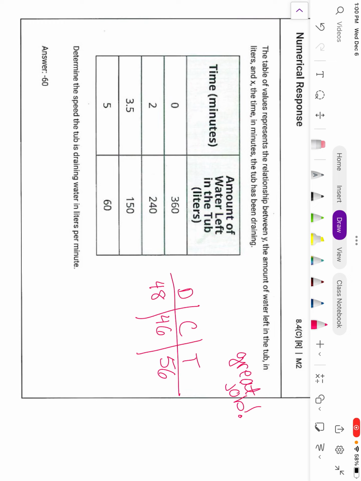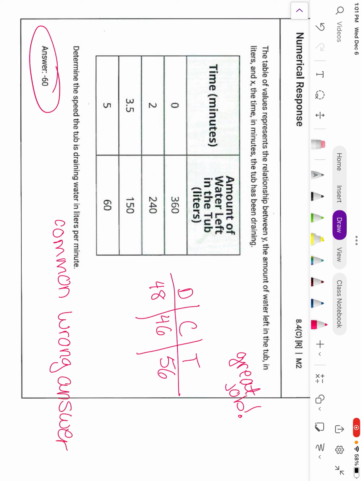But I'd like to be a little bit higher than 56 if at all possible. So I'm going to look at this question. I know that the answer is negative 60. This is a slope question. What I'm going to do is look at my data and see what the most common wrong answer was. When kids got it wrong, what did they put in the most? A lot of times on these questions, the most common wrong answer is going to be the positive answer. The slope here was negative 60, so a lot of times the most common wrong answer is going to be positive 60.